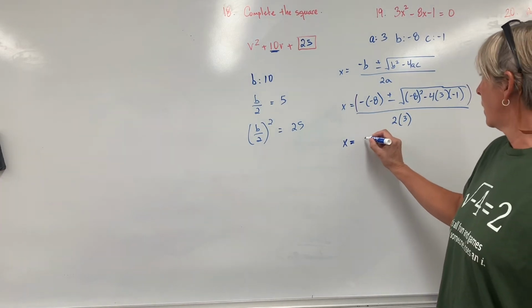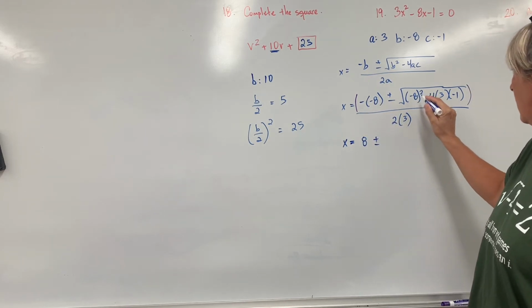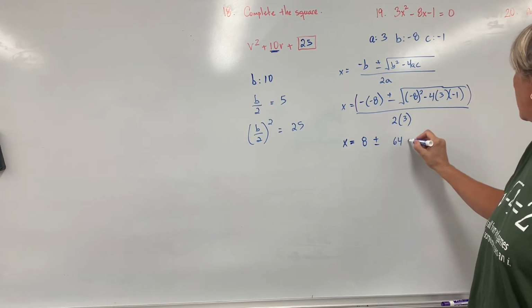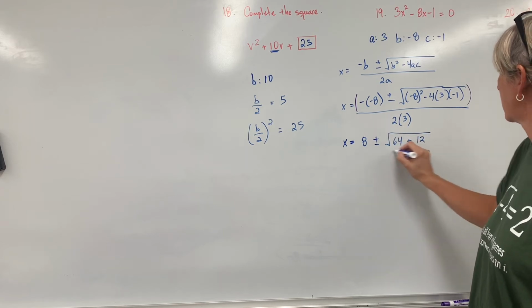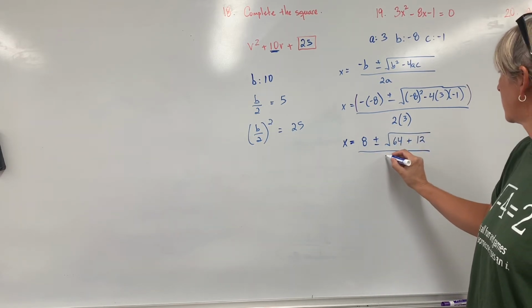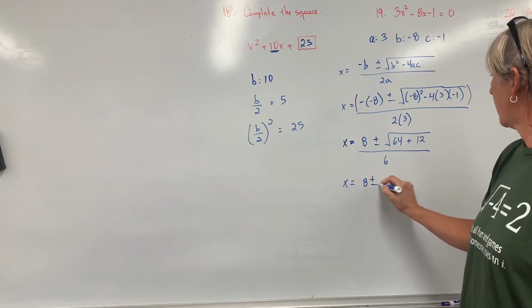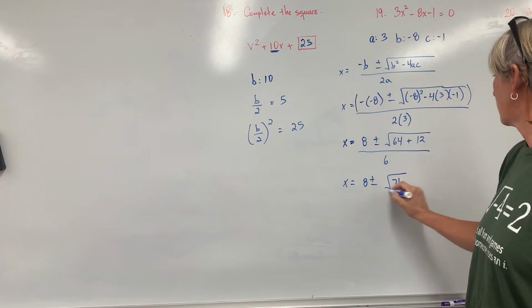Okay, so this becomes 8 plus or minus. Negative 8 times negative 8 is a positive 64. A negative times a negative is a plus. 4 times 3 is 12. So this is all 64 plus 12. 2 times 3 is 6. So I get 8 plus or minus the square root of 76 over 6.